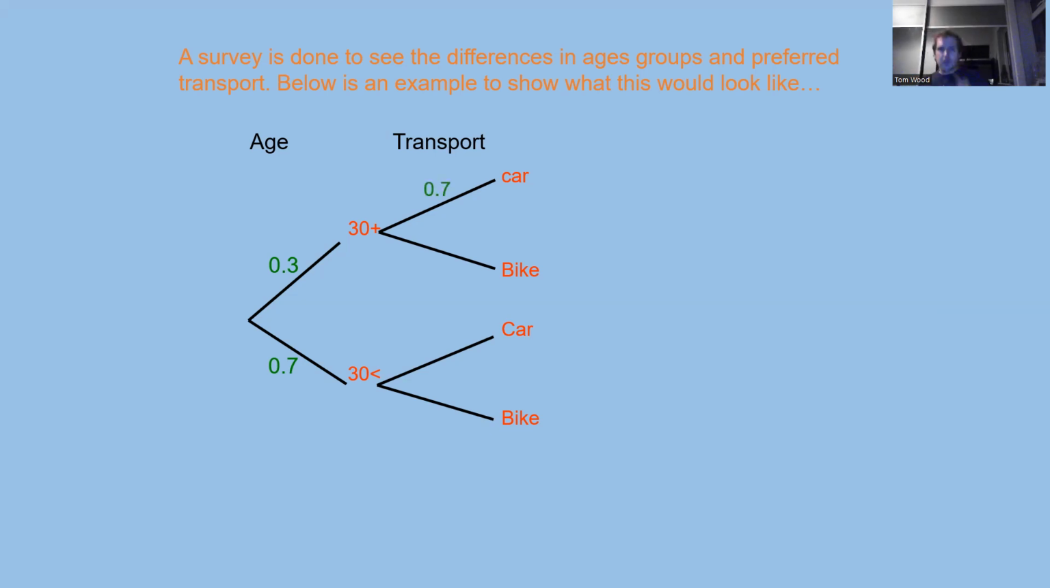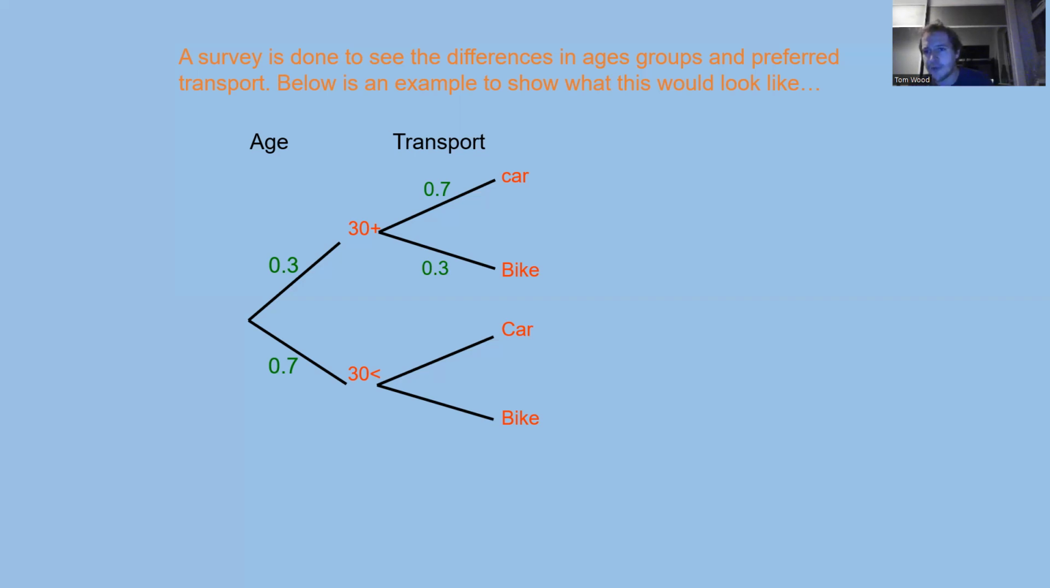What we found for the over 30s is that 70% of them traveled by car. So what percentage of the over 30s traveled by bike? It's like you guys can read my mind, isn't it? So a lot of correct answers there. If 70% of the people travel by car, the rest travel by bike. So this would be 0.3 or 30%.